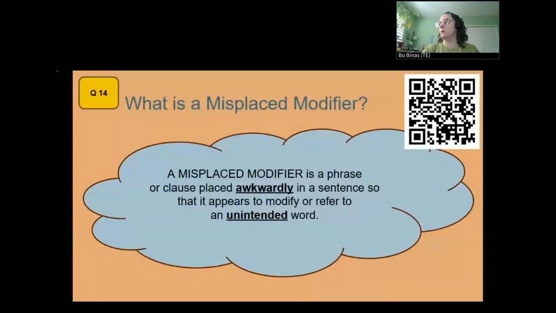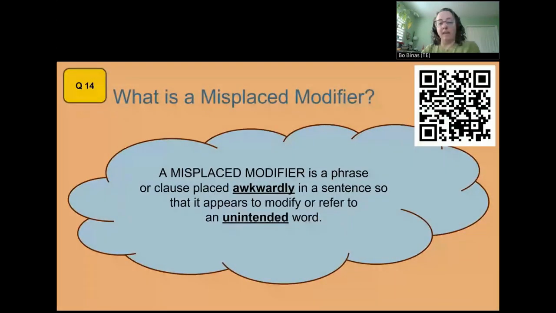Okay. So you should have answered this question yesterday, but this is where we're going to start because we're going to talk about misplaced modifiers today. And hopefully we'll get to dangling modifiers too. A misplaced modifier is a phrase or clause placed awkwardly in a sentence so that it appears to modify or refer to an unintended word. I'm giving you guys another chance to click the button on the board for this one because I know this was the last thing we did yesterday. So I want to make sure everybody has this question answered.